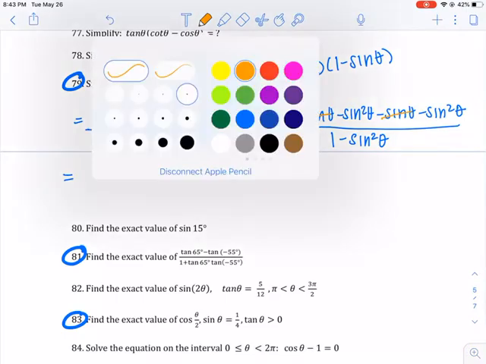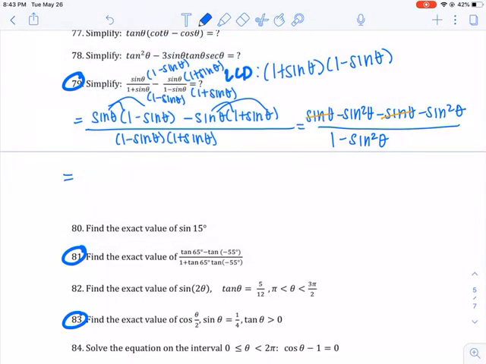Okay, so then we are left with negative 2 sine squared theta. Denominator, 1 minus sine squared theta is the same as cosine squared theta. Okay, sine over cosine is tangent, so you have negative 2 tan squared theta.